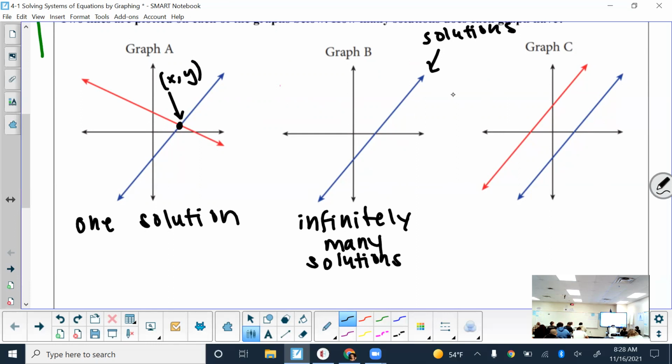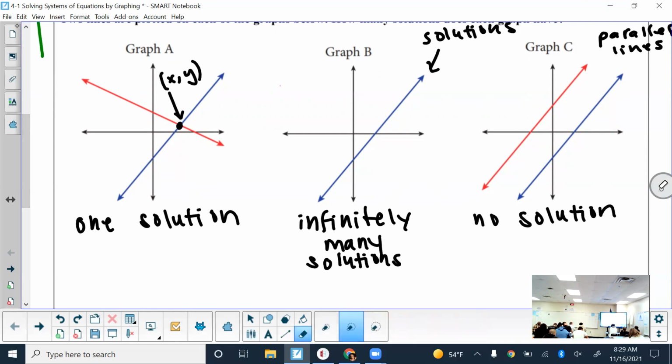Over here, how many solutions do they have? No solution. Why? They're never going to meet. Why? Because they're parallel lines. Parallel lines never intersect. Parallel lines have what the same? The slope is the same for parallel lines. All right, so parallel lines never intersect, just like how it looks here. So that's why there's no solution. The solution is where they intersect. Questions about that?